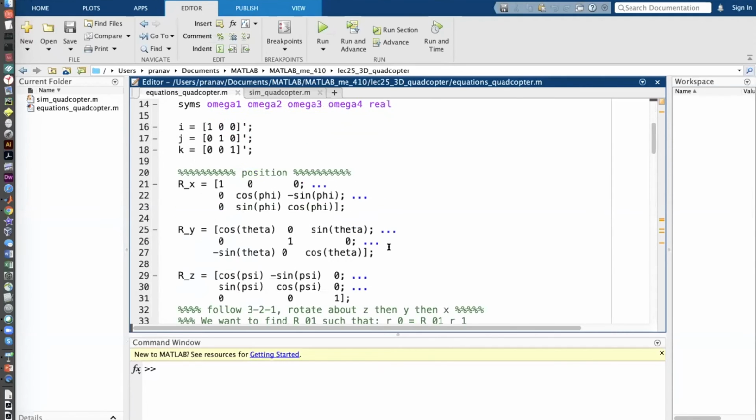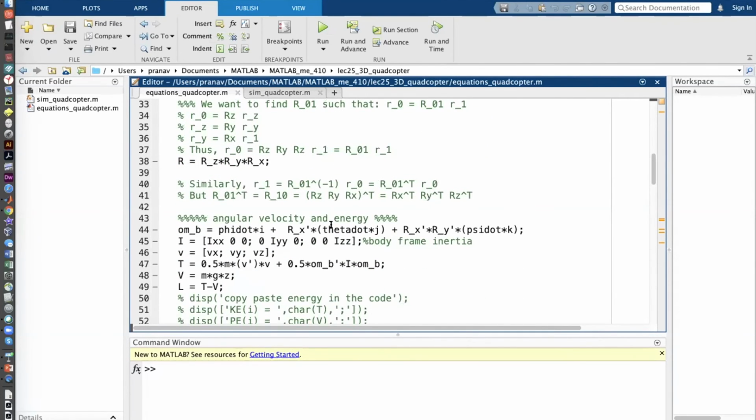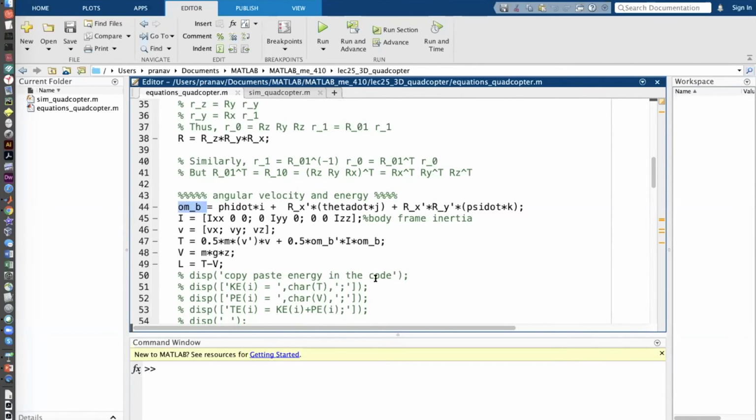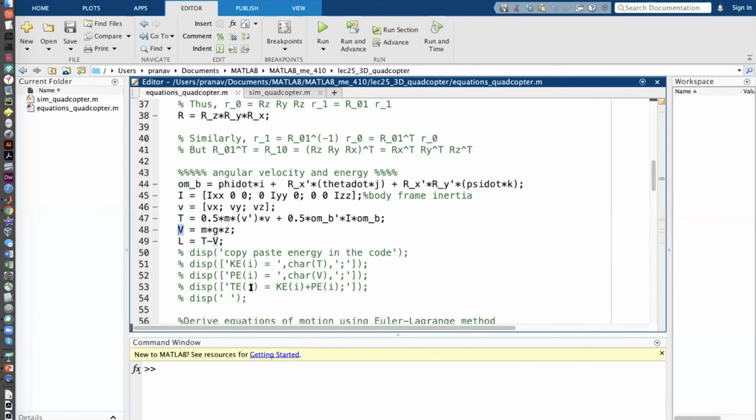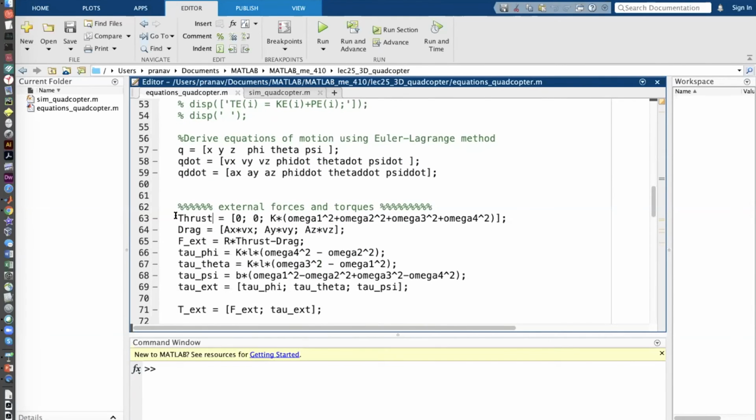So similar to the previous code, there's a rotation matrix. I define the angular velocity. Instead of writing that equation with the matrix, I actually did the calculations here. The kinetic energy, the potential energy, and then the Lagrangian, which is T minus V. And then I define the thrust force, the drag force, and then the external force, just like the equations I wrote down on paper.